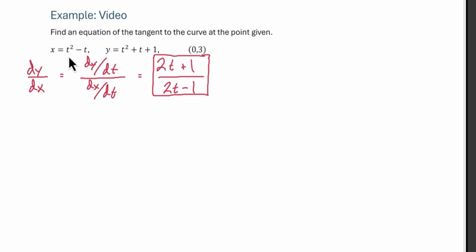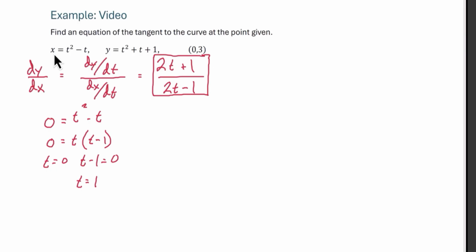To find the t value corresponding to the point (0, 3), let's solve the equation x equals 0. So let's say that we want x, this point here, to be 0. So 0 equals t squared minus t. From here we can factor the quadratic. We'll factor out a t. Set each of those factors equal to 0. And we get t equals 0, and we get t equals 1.